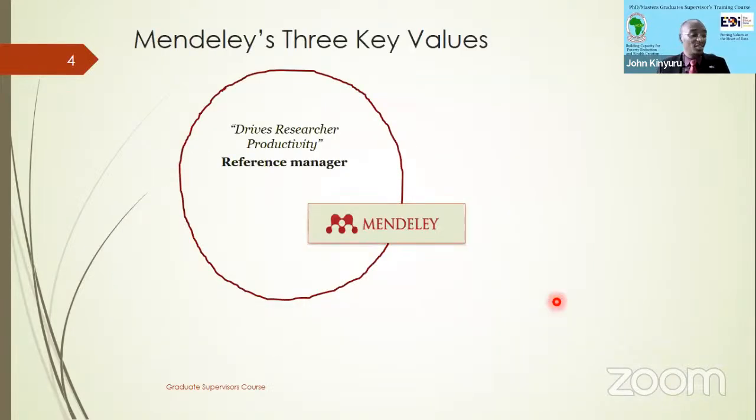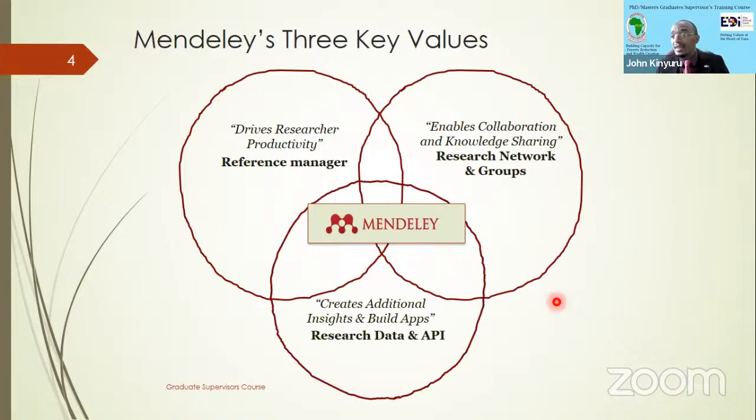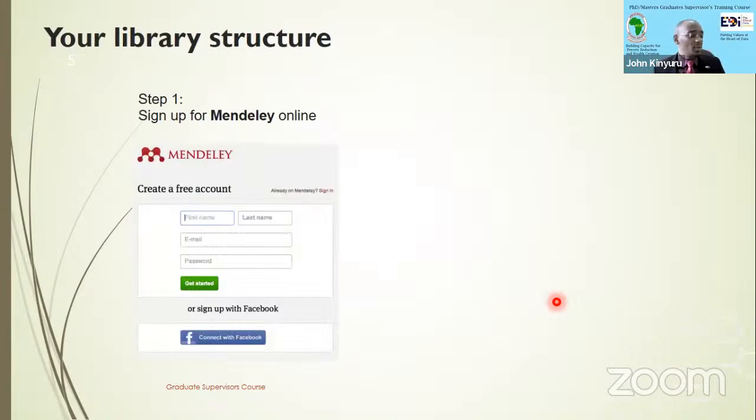So Mendeley has three values. One, it's a reference manager. It is also important in collaboration and knowledge sharing with your network and other groups. And thirdly, it creates additional insights and builds apps. You can use it to search for more data, more papers, more information. So it can also be used as a search tool, the way you use Google Scholar or any other. So today, we are just going to do this practically.